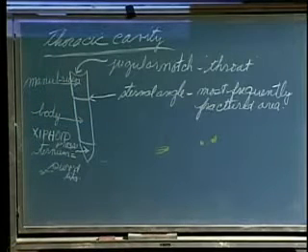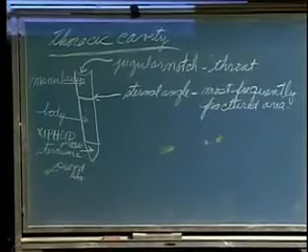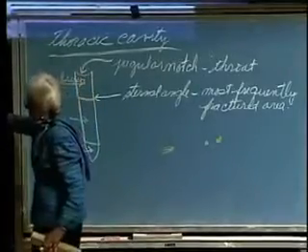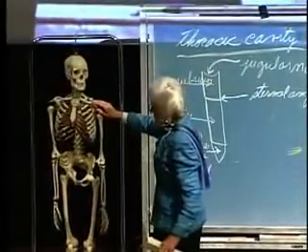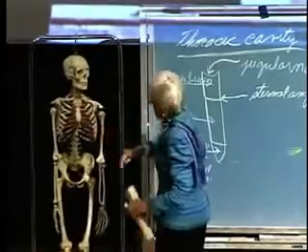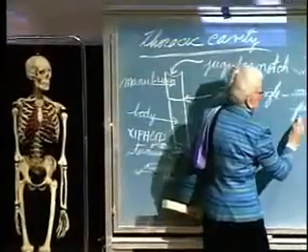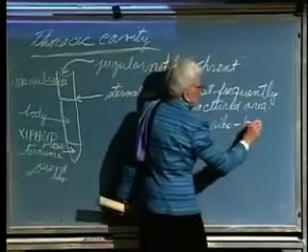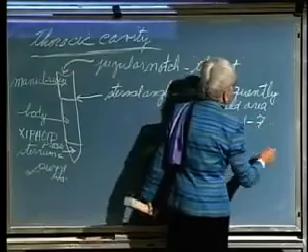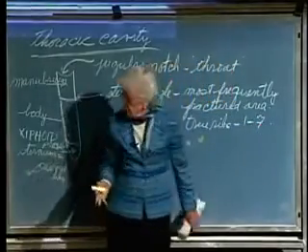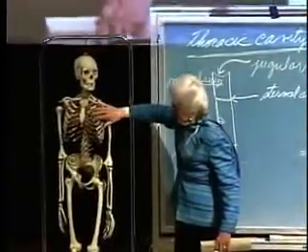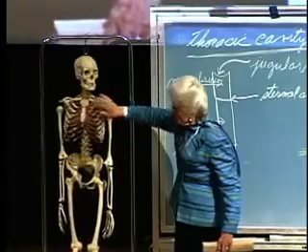And now we have to attach the ribs via the costal cartilages. We have 12 ribs. 7 of them are true. True ribs are 1 through 7. Why are they called true ribs? Because their costal cartilage attaches directly to the sternum.